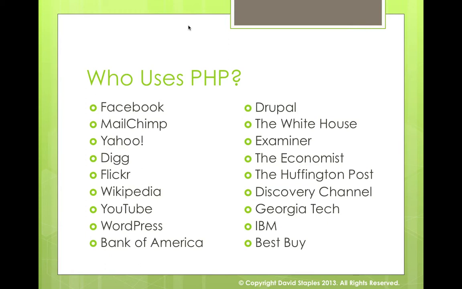So who uses PHP? Well, there's a number of different companies out there that use it, so here's just a few examples. Facebook, we've got MailChimp, Yahoo, Digg, Flickr, Wikipedia is even written in PHP. You've got YouTube, WordPress, Bank of America, Drupal, the White House, Examiner, The Economist, the Huffington Post, Discovery Channel, Georgia Tech, IBM, and Best Buy. So certainly a few names that I would imagine most of us have heard of in that list, and if you haven't heard of any of those, then I'm not sure which internet you've been using.